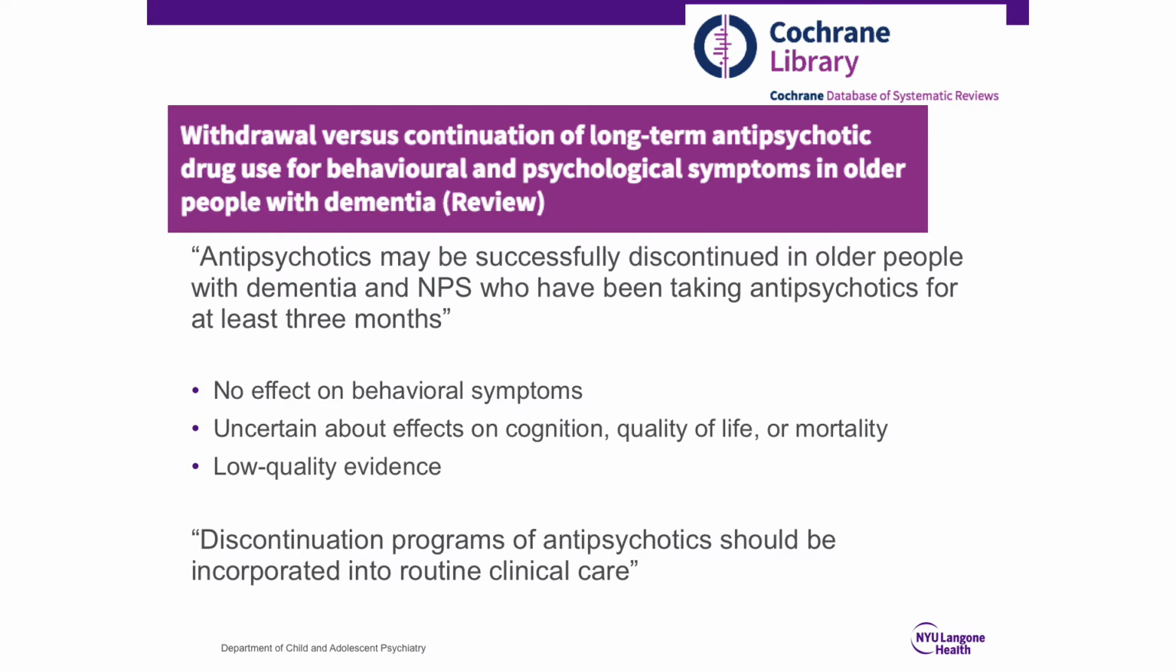So there was a Cochrane review looking at the withdrawal of long-term antipsychotics for behavioral and psychological symptoms in older people with dementia. This was first done in 2013 and updated a few months ago.